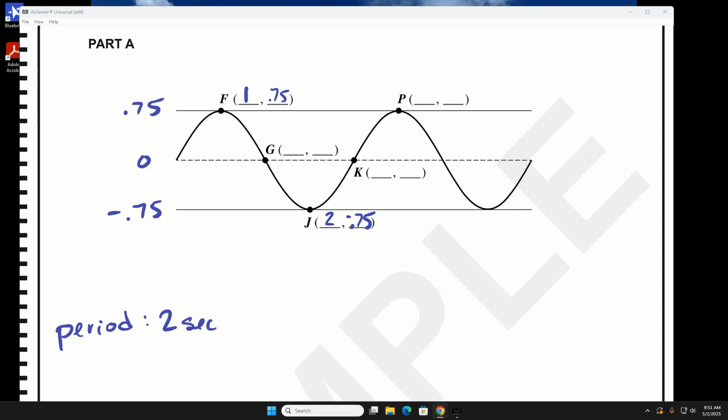All right, so that says negative 0.75. Okay, so what are the horizontal increments from F to G and then G to J? Very good, 0.5. And so this next one for G should be 1.5. I don't know why I wrote 7, I'm sorry. And then the vertical is going to be 0. Does that make sense? What about K? 2.5 and 0. And P is 3. Good. And 0.75.